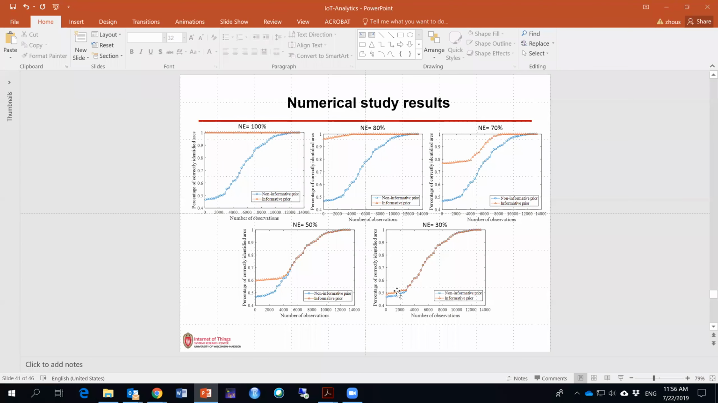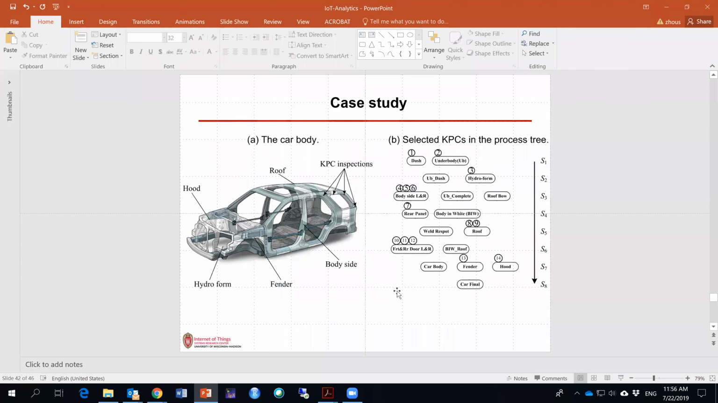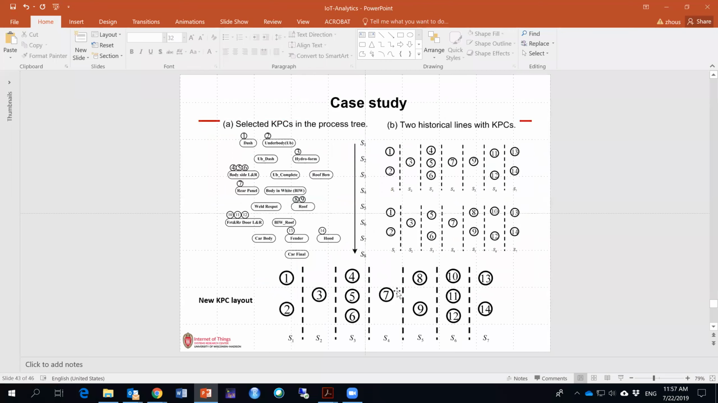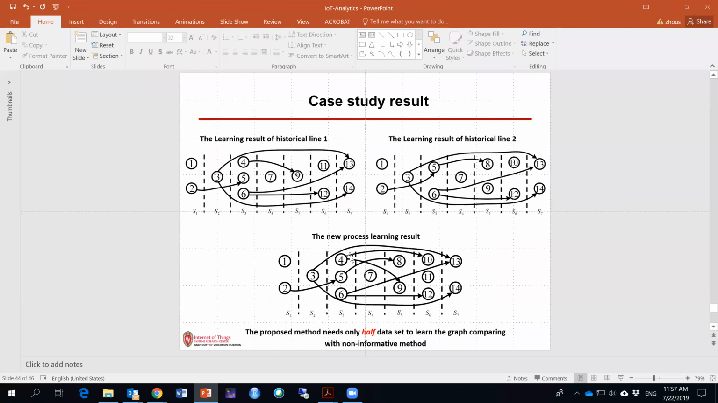And we also applied it on a real process, a real multi-stage assembly process. We can see the learning effectiveness is two times quicker. So we can achieve the same accuracy with half of the data if we use the transfer learning technique.